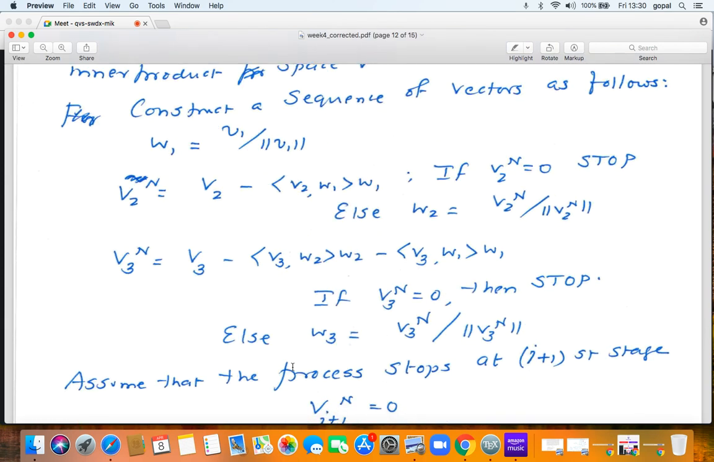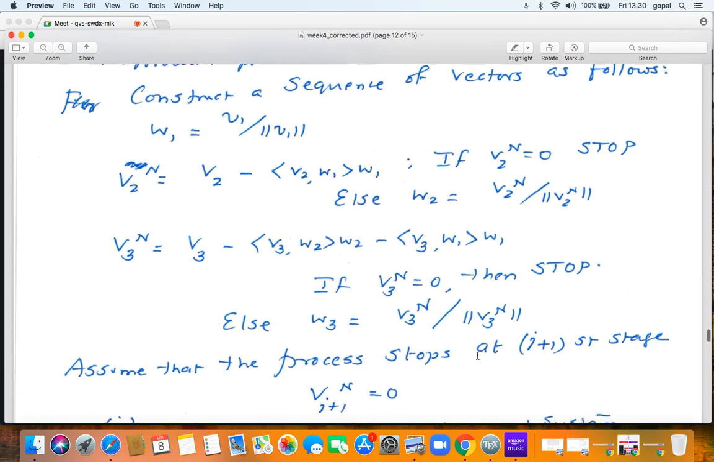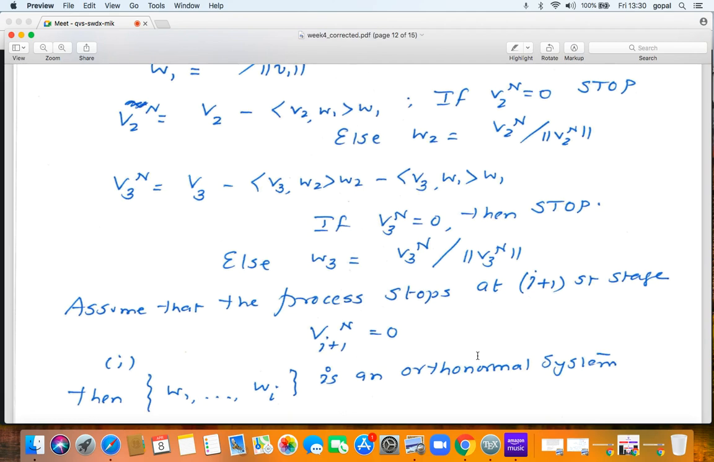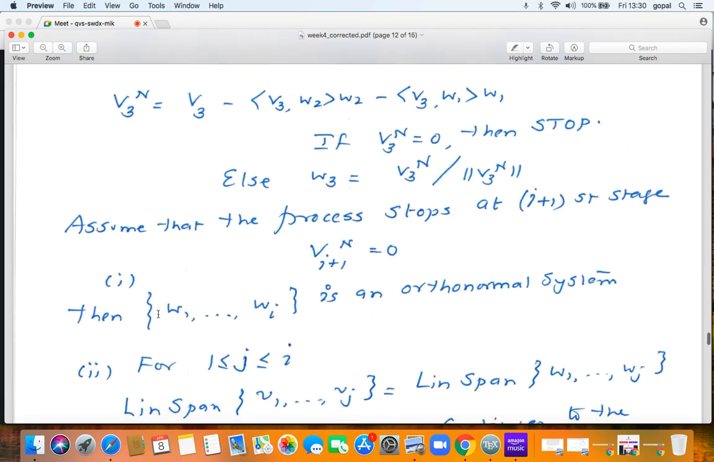And we conclude: if V3n is 0, stop, and the conclusion is that V3 is a linear combination of W1 and W2, or V3 is a linear combination of V1 and V2. Else, divide by the length and go to the next stage. So assume that the process stops at the i plus first stage, that is, V(i+1)n is 0. Then what we have is that it did not stop at the previous stage, so we got up to i, we got W1, W2, Wi, an orthonormal system.